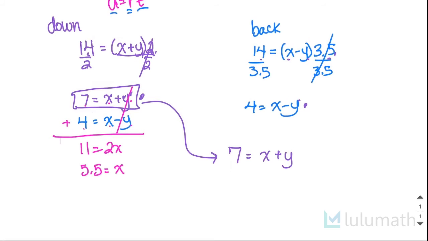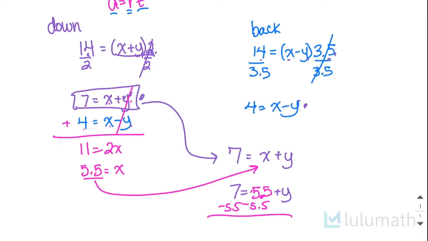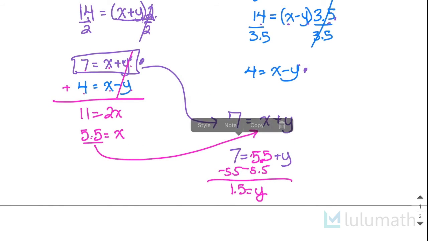Well, I know that x is 5.5 here, so I'm going to replace that in here. So 7 equals 5.5 plus y. Okay, now all I have to do is subtract this 5.5 from both sides, and I end up getting 1.5 equals y. So I'm all set. I'm done. I know what x is and I know what y is. I know x is 5.5 and I know y is 1.5.